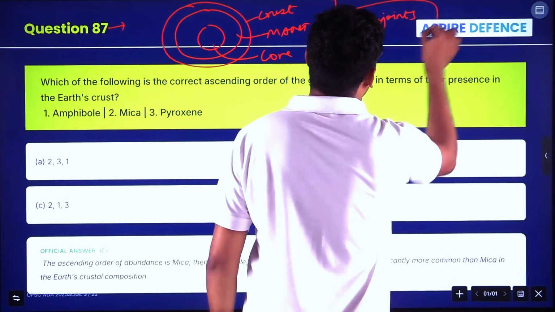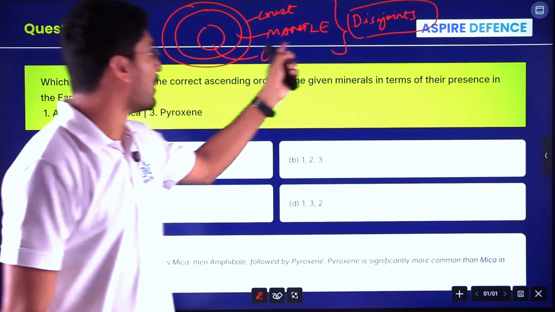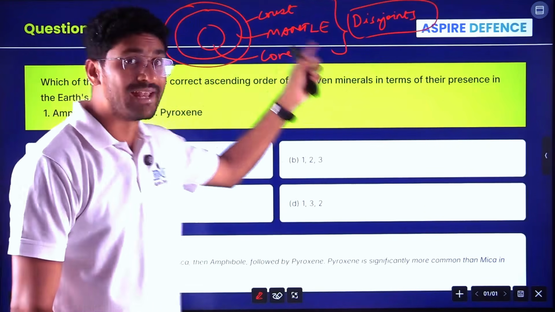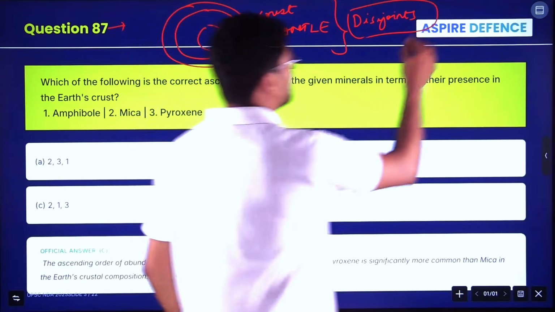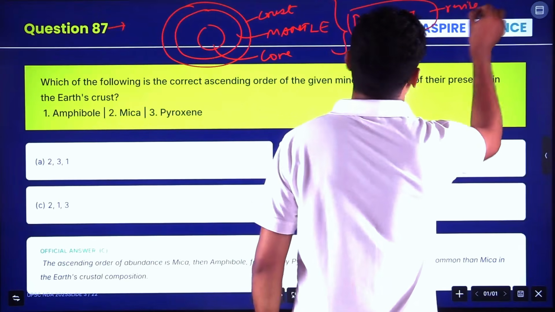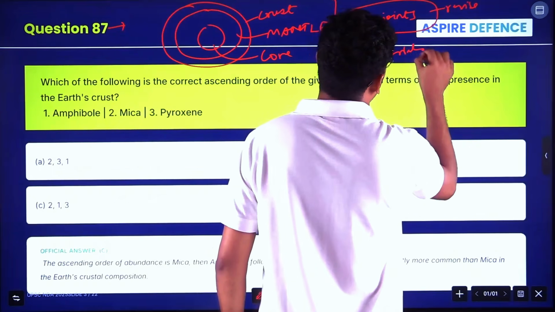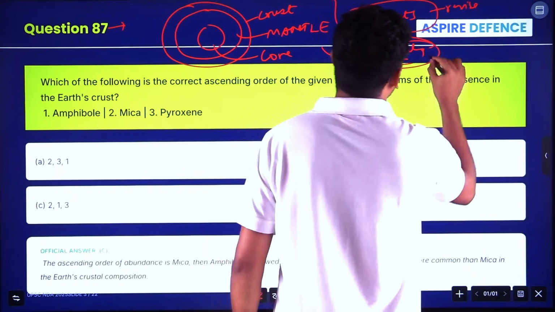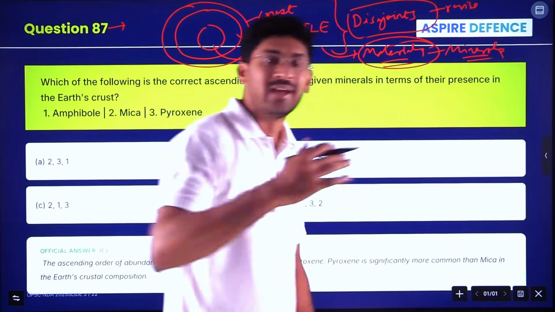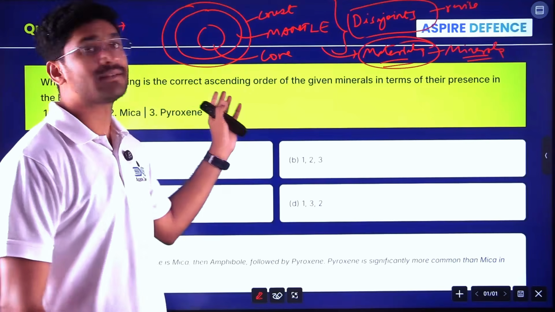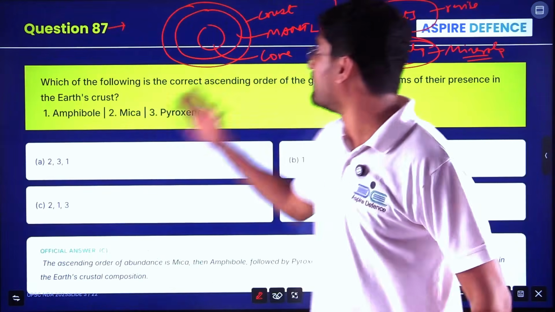Okay, you have to know about the discontinuities: the Mohorovičić discontinuity, the Lehmann discontinuity. All these discontinuities are there. You have to revise that section, very important. And you should know what the important materials and minerals it is made up of. With respect to ascending to descending, he has asked. Every year one question will come from this area. You have to know completely about this.